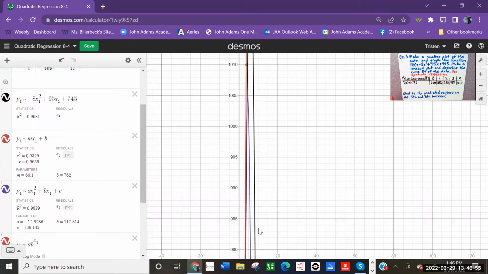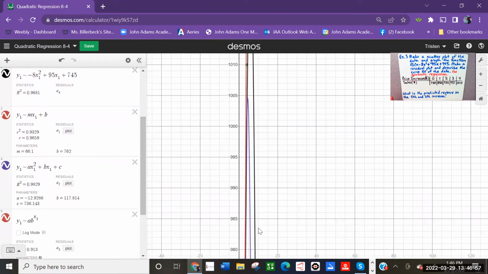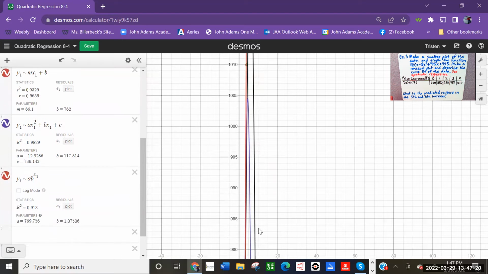But let's take a look at some of these other R values. So far that's a pretty high one. Here's a linear model. And if we look at the R value here, it's 0.96, so that's a little less than the 0.968. So this 0.965, it's close. Remember, it looked kind of linear, but it's closer to a parabola. And this is 0.982.